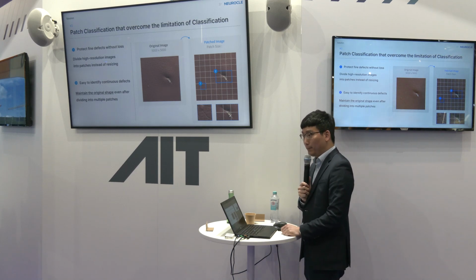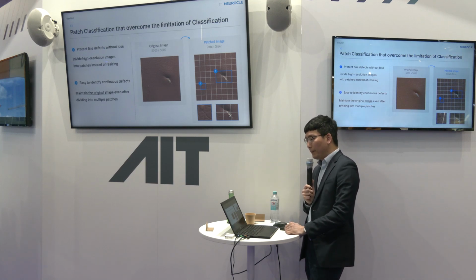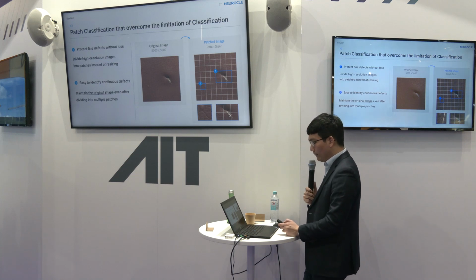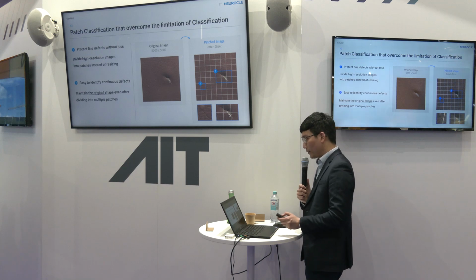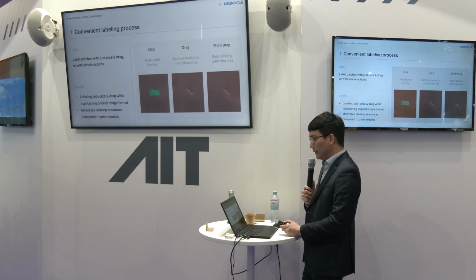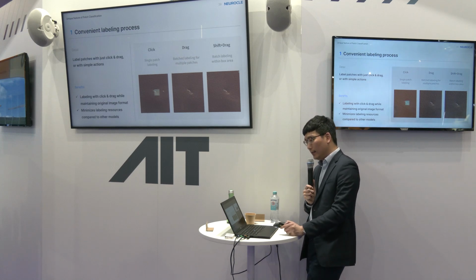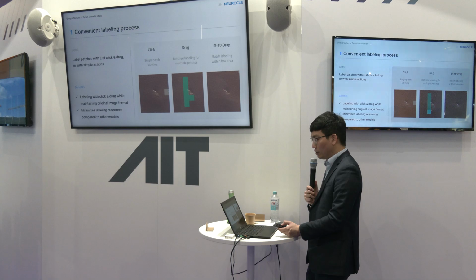Of course, we divide patch by patch, but there's an algorithm. We make a balance between all the borderlines, so you don't have to worry about any information missing between the borderlines. You can just draw the labelings like this with the patches. Then our patch classification model will train on it and find the defects in the high resolution data.